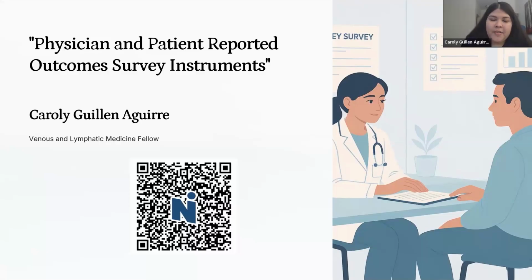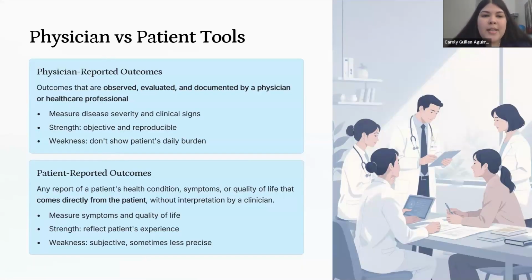Okay, so good morning, everyone. To start the presentation, we are going to start with the physician versus patient tool. As the name says, physician-reported outcomes are outcomes that are observed, evaluated, and documented by a physician or healthcare professional. Obviously, these measure disease severity and clinical signs. The strength is that they are objective and reproducible, but the weakness is that they don't show patients' daily burden.